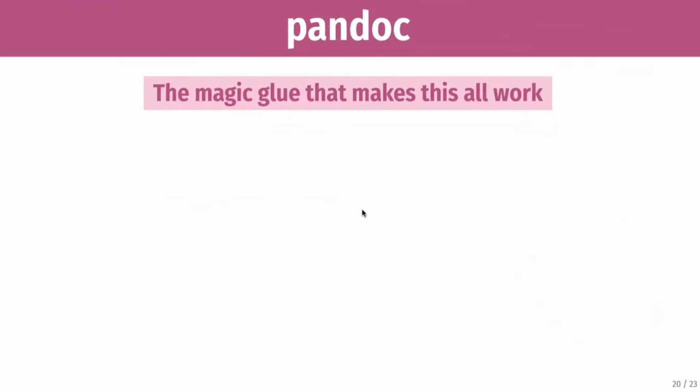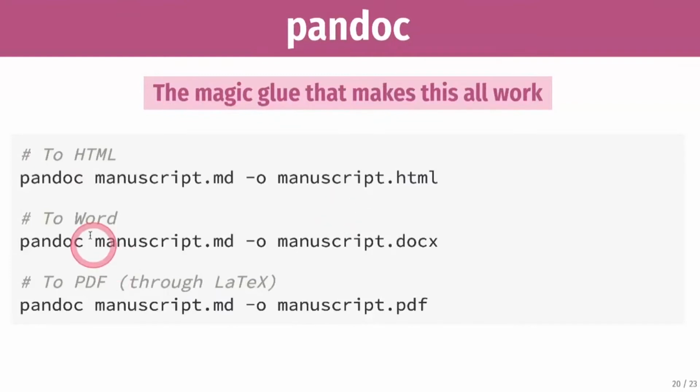So Pandoc is what makes this all work. Pandoc is not like an app on your computer. It's like a command line script. You don't actually see it, but it will convert a Markdown file to whatever. So if you say, I want an HTML version of my manuscript, you just type this, and it makes an HTML version. If you want a Word file, type this. If you want a PDF, you type that. And the nice thing about RStudio, which we'll be using today, is you don't actually have to type that. You just click on a button and it runs that for you.